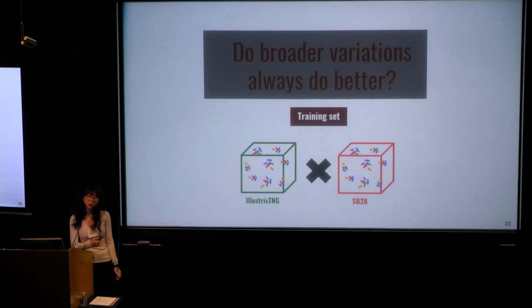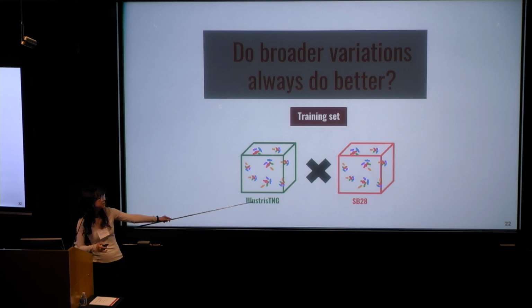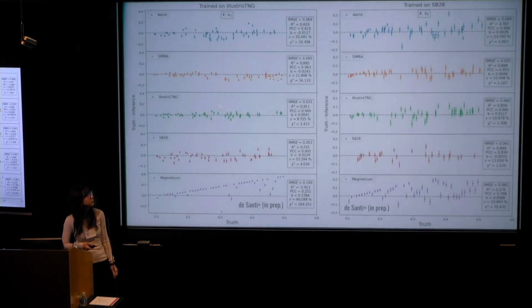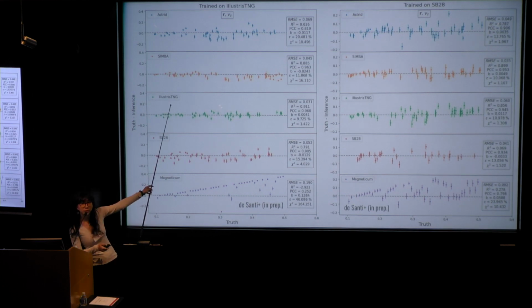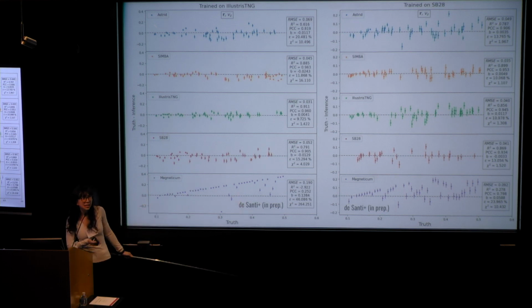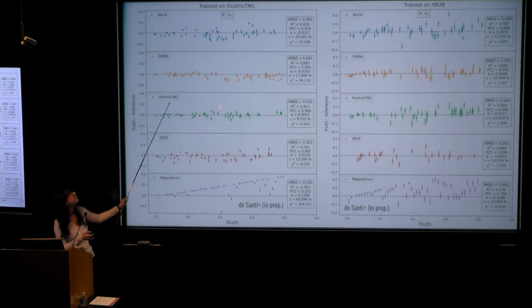So what happens if we train a machine learning model on Illustris NG and then test on all the others? Or if we go as crazy as possible and train our machine learning models on these craziest variations, varying all 28 astrophysical and cosmological parameters? So here you can take a look at the predictions. On the left for the model trained on Illustris NG, and on the right for the model trained on SB28. And then you can say, oh, okay, Illustris NG is kind of doing a good job extrapolating for Simba, but it's not working so well for Astrid. And it does not work at all for Magneticum.